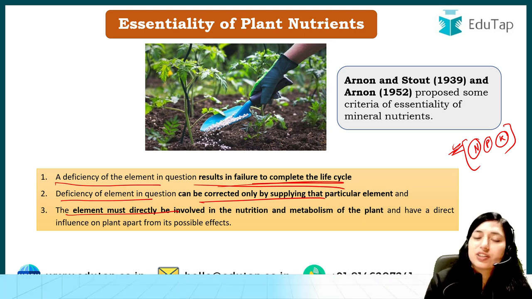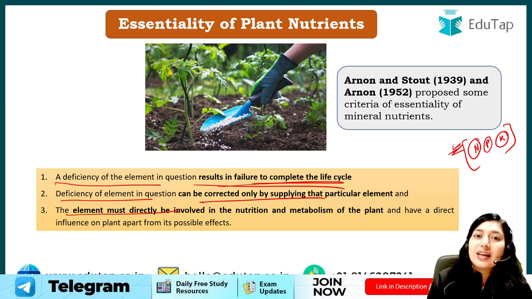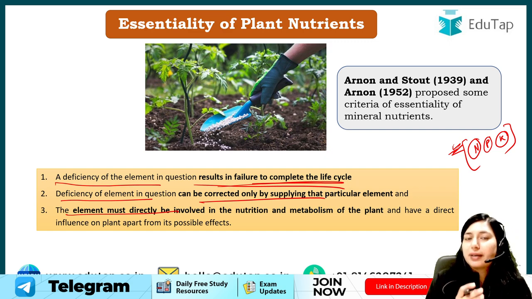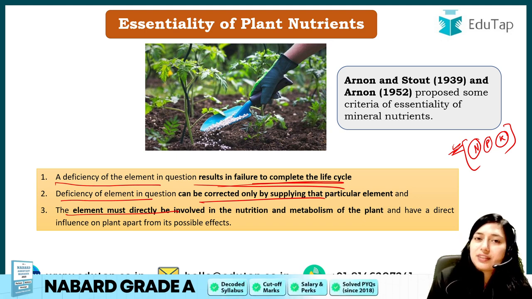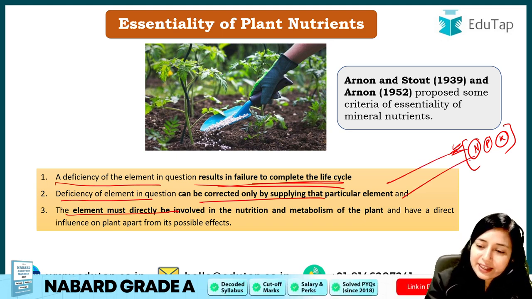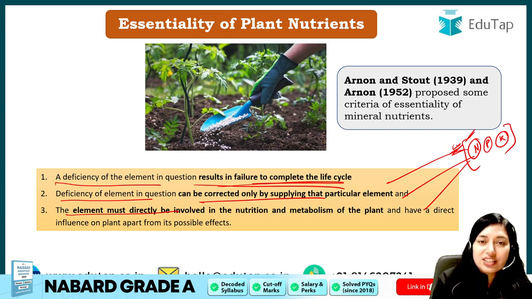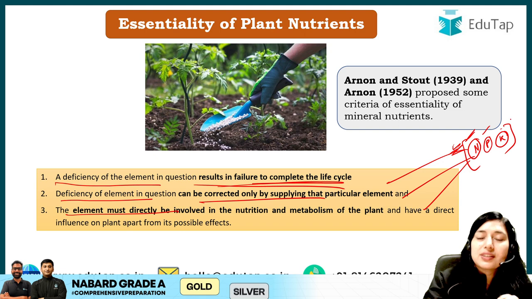दूसरा कि नाइट्रोजन की डेफिशिएंसी हम किसी और न्यूट्रिएंट को सप्लाई करने से नहीं पूरी कर पा रहे हैं, अगेन दैट विल, नाइट्रोजन विल फॉल अंडर द एसेंशियलिटी ऑफ प्लांट न्यूट्रिएंट. ठीक है. तीसरा है कि नाइट्रोजन, इफ नाइट्रोजन इज डायरेक्टली इन्वॉल्व इन द मेटाबॉलिज्म एंड न्यूट्रिशन इन प्लांट, सो अगेन if nitrogen fits under these three criteria, it will be considered as essential plant nutrient. Same for phosphorus, same for potassium.